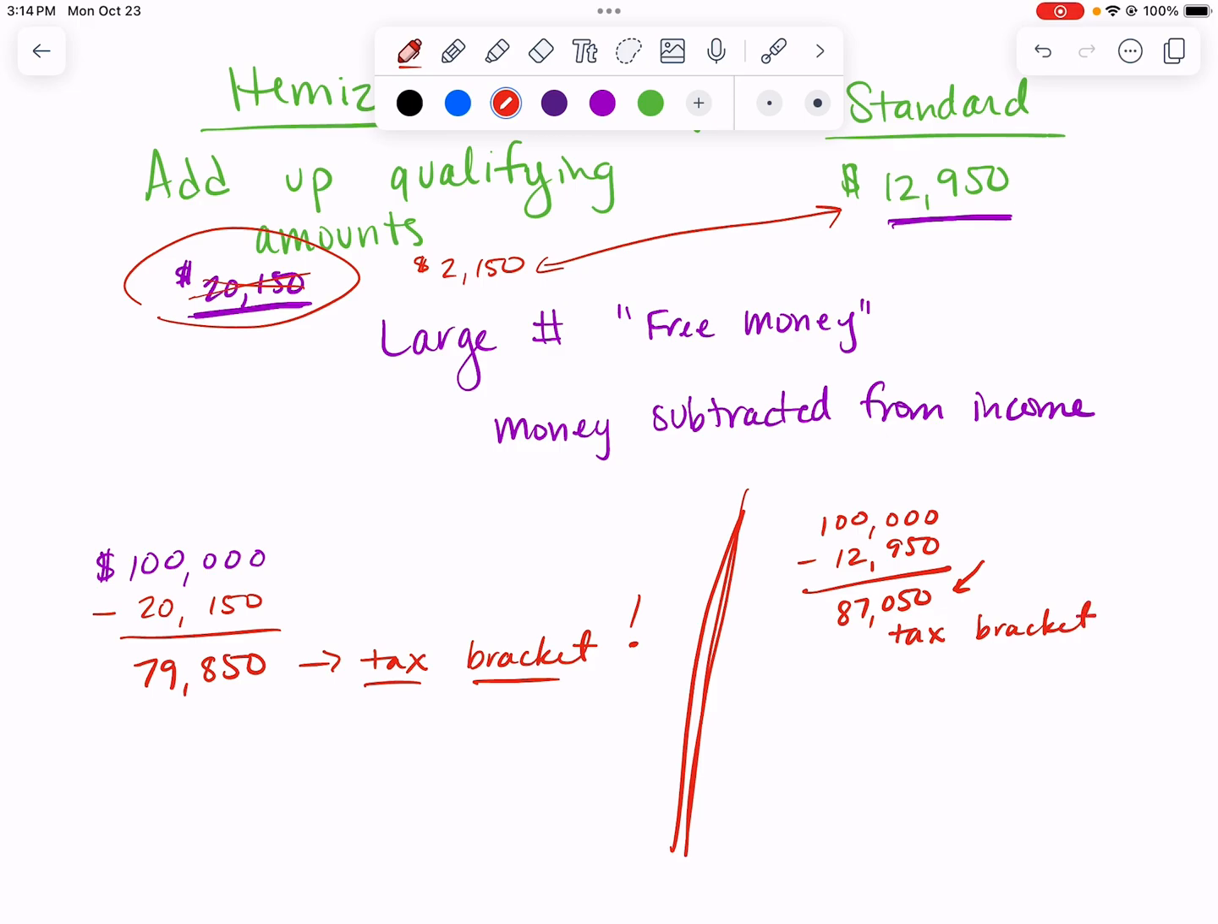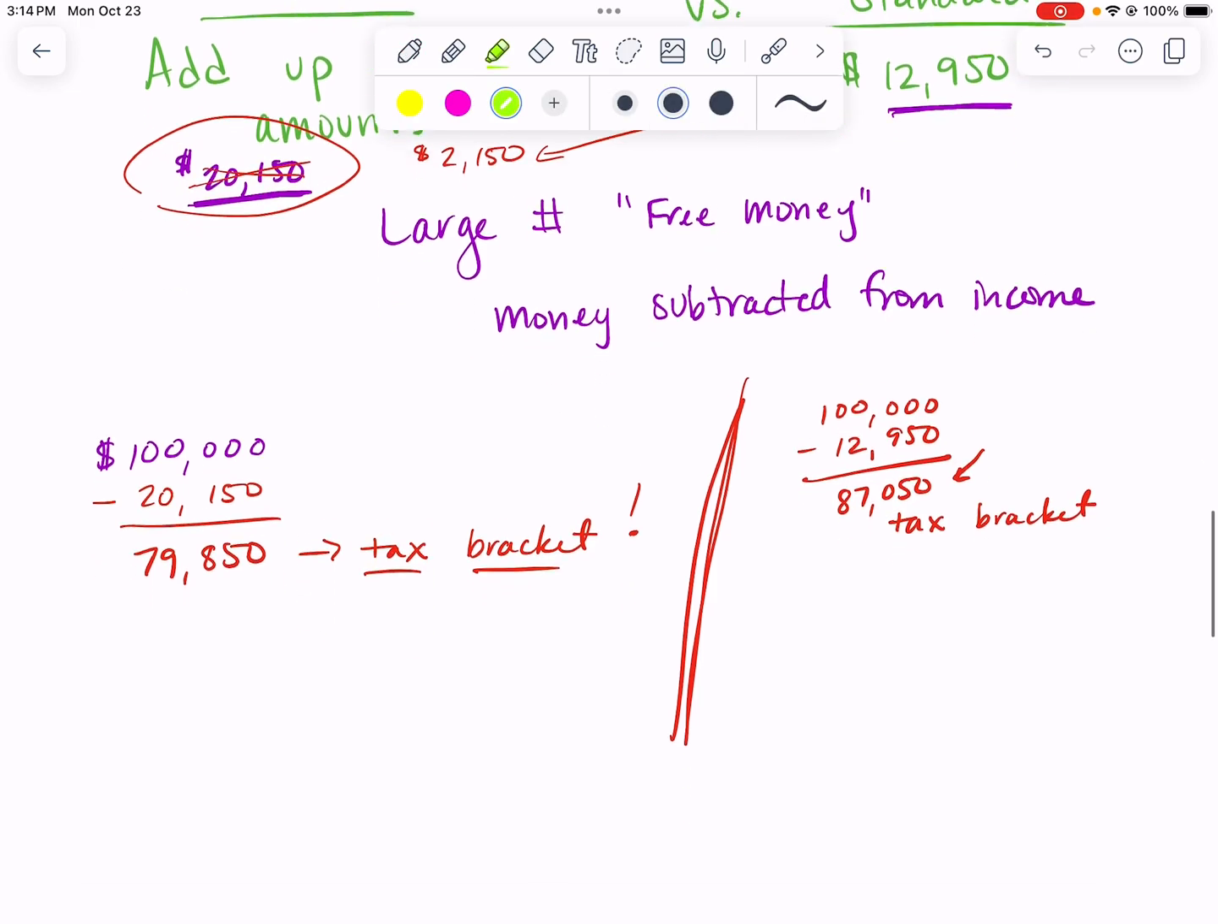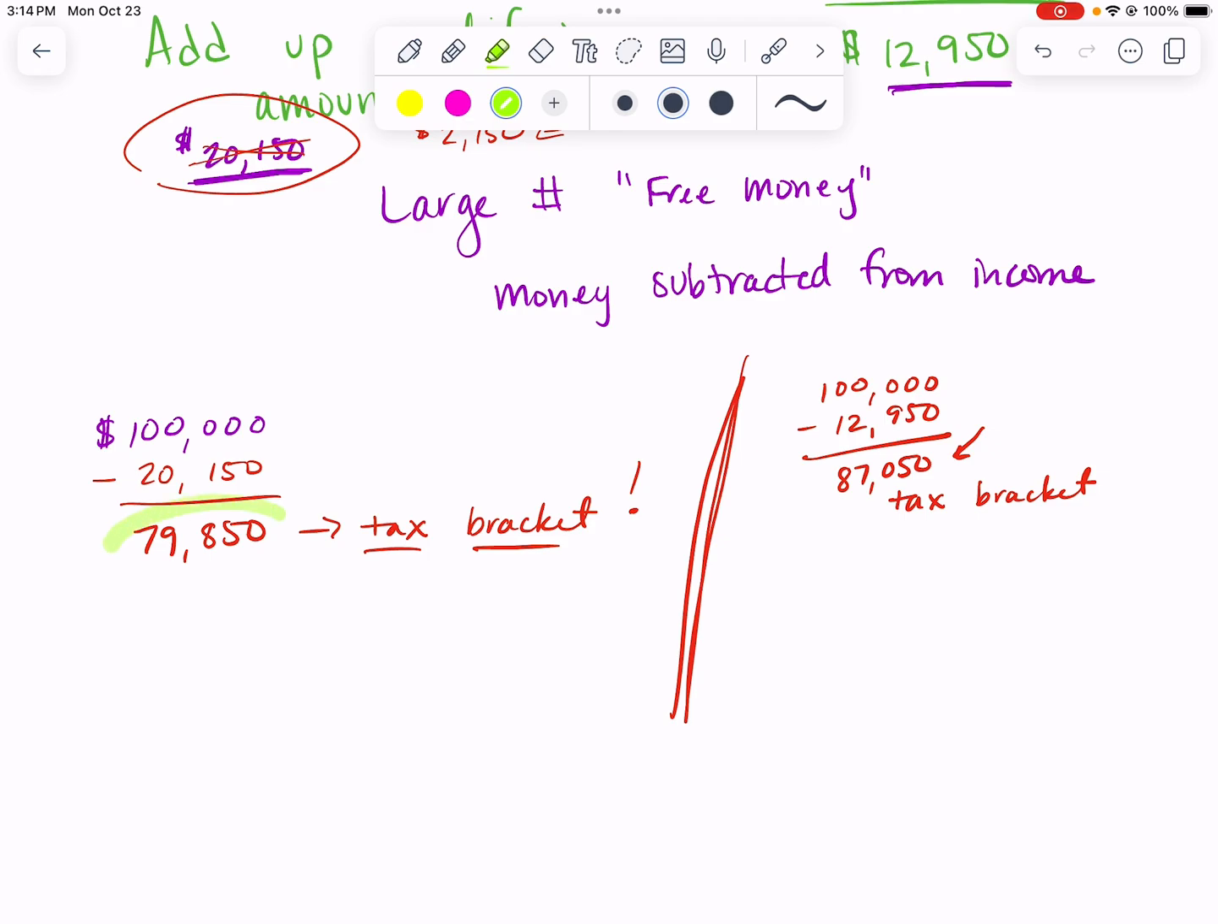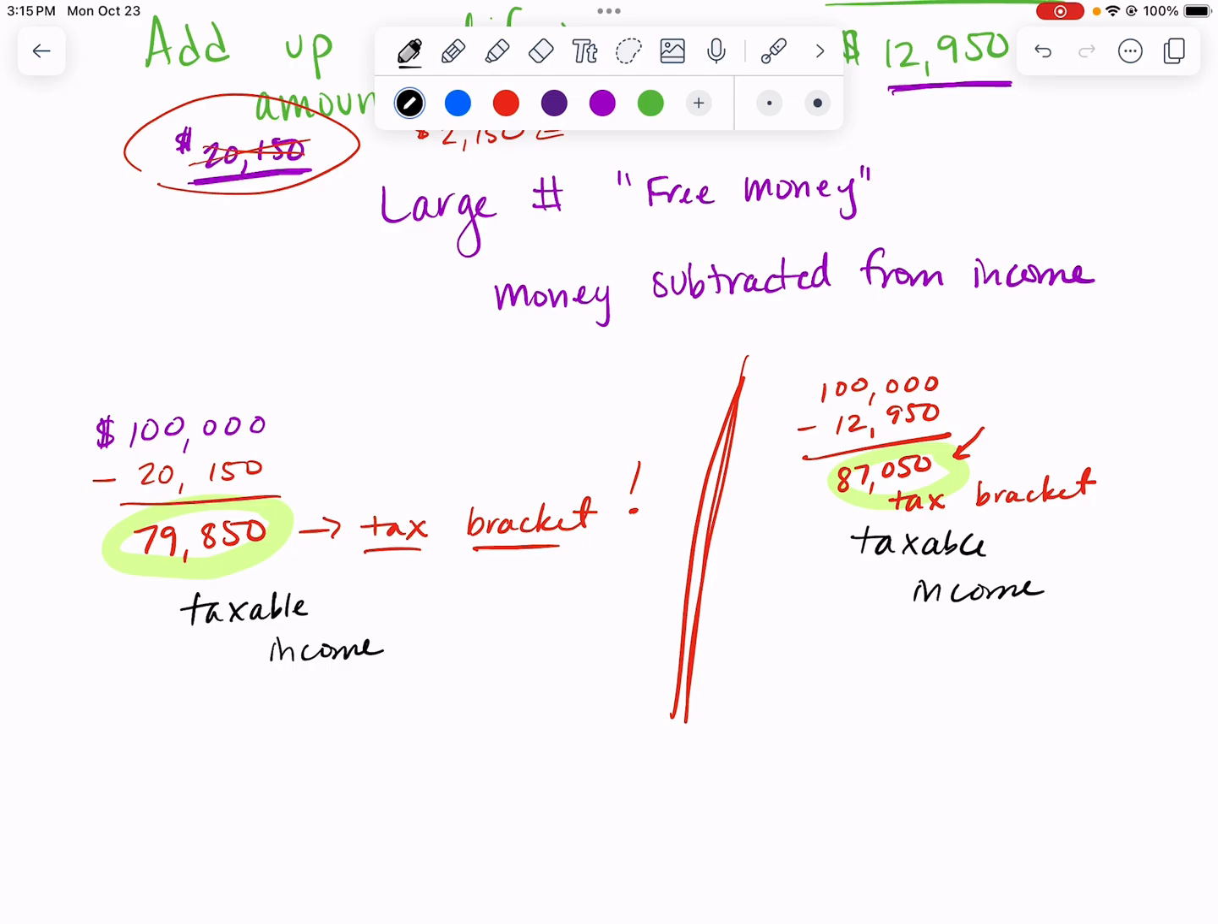Okay, so what eventually we end up saying, and this is a preview to what's next, is that this number or this number, depending on the situation, these are called your taxable income. They are what you're going to actually report and pay taxes on.